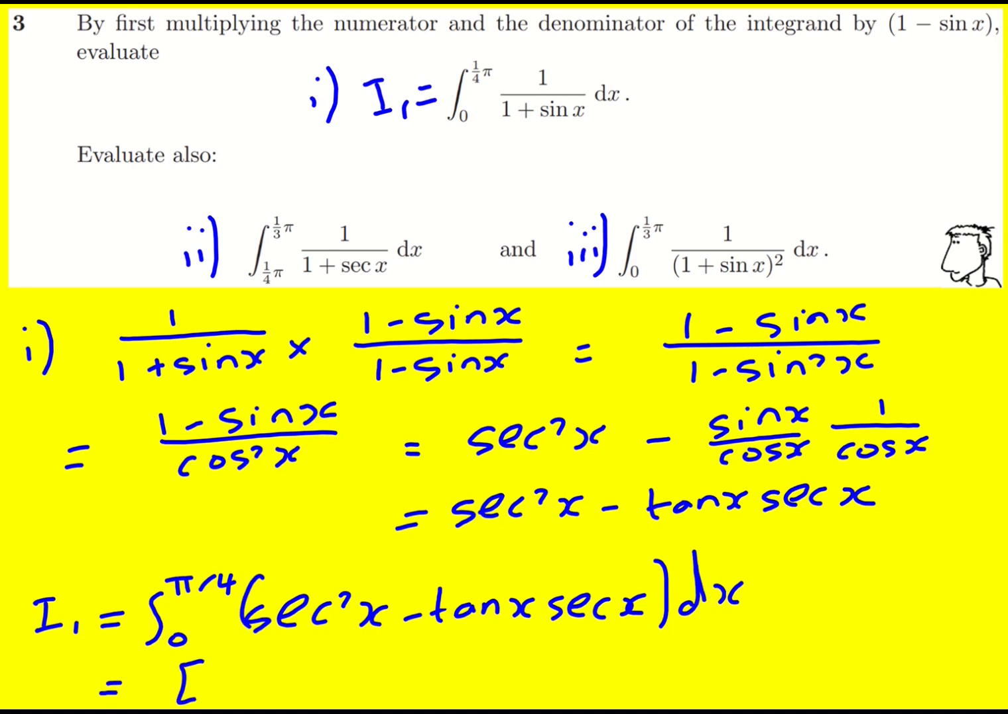Tan differentiates to sec squared, so sec squared integrates to tan. And then sec x actually differentiates to tan x sec x. So I'm just using my knowledge of those. We can write it straight down like this.